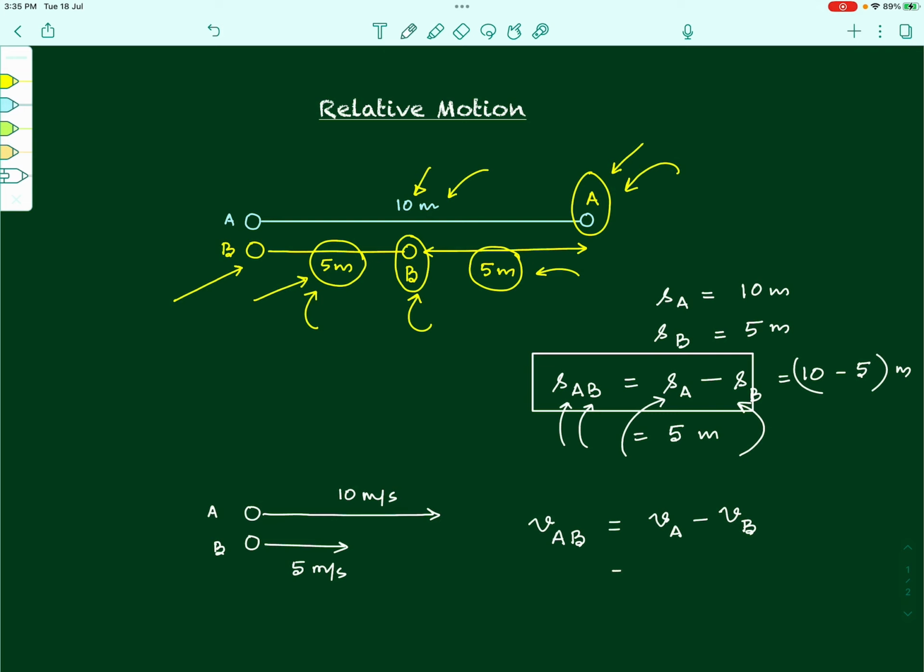Okay, so as B sees A, B will see that A is moving only with a speed of 10 minus 5, that is 5 meters per second. We have observed this in day-to-day aspects as well.